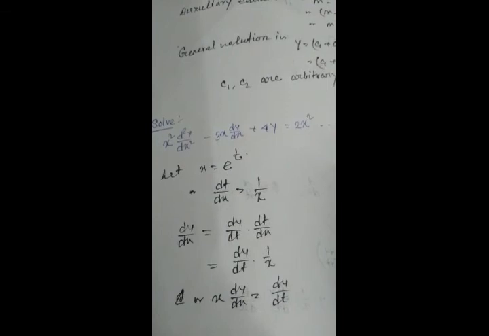Let us take one problem: x^2 d^2y/dx^2 - 3x dy/dx + 4y = 2x^2. Here the highest order is 2 and the highest power of the independent variable is 2, so this is a Cauchy-Euler homogeneous equation. Now we have to convert it into a differential equation with constant coefficients.